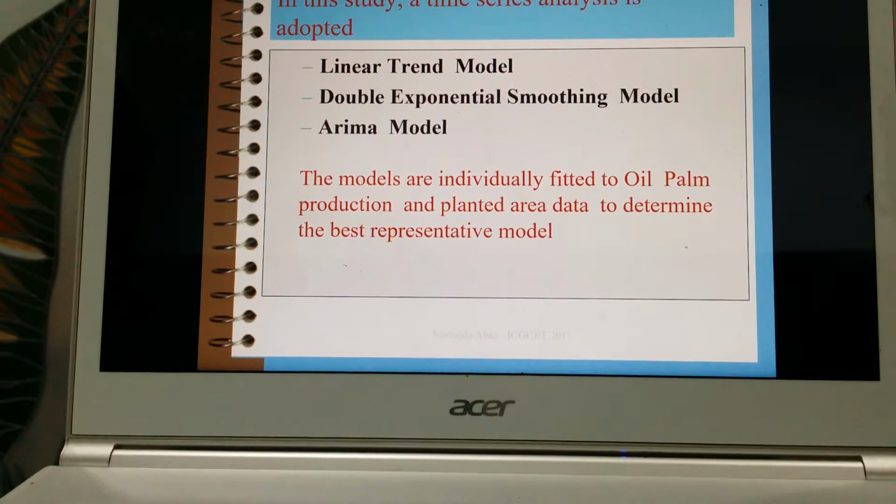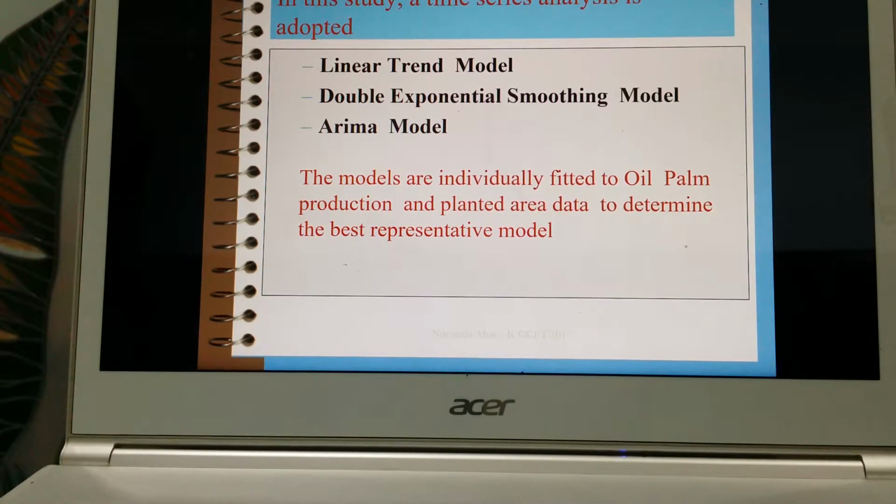The time series approach is being adopted. Basically, before we identified the models that could be used, we did a preliminary investigation, and it was found that these three models are suitable, that is the linear trend model, double exponential smoothing model, and the Arima model. So these three models are individually fitted to oil palm production and planted area data to determine which is the best model to represent each item.